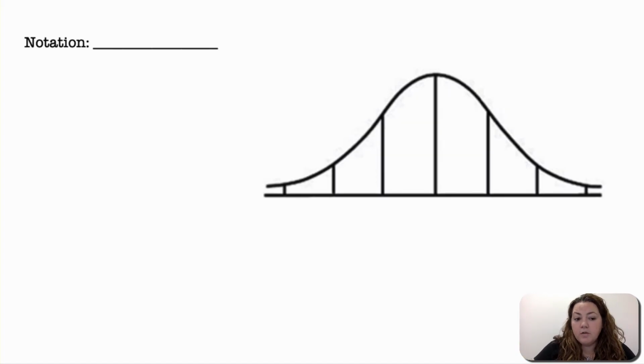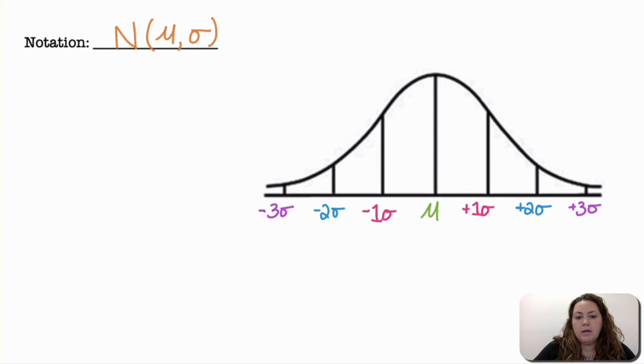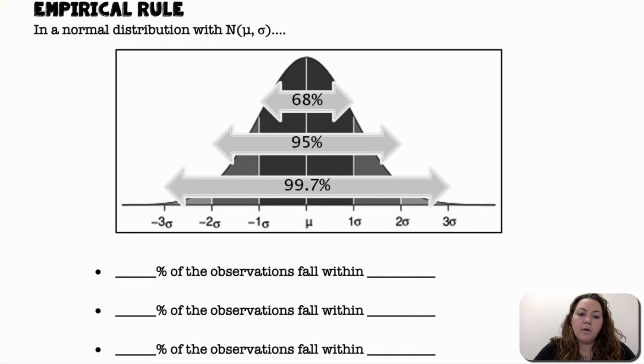All right, the notation for a normal model, we use capital N, and then in parentheses we put the mean and the standard deviation with a comma between. So here's my normal distribution. I'm going to put mu, my mean, right there in the center. As I move, I add one standard deviation to the right and subtract one standard deviation to the left. When I go out again, I add 2 standard deviations to the right, 2 to the left, and then 3 and -3. The majority of what you're going to see is only going to be 3 standard deviations plus or minus the mean.